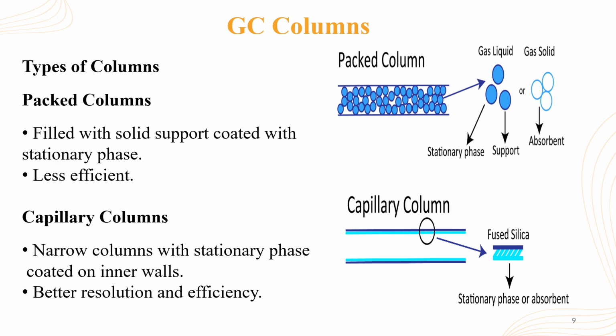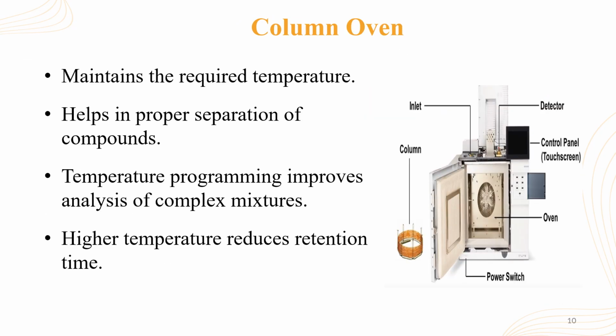These images compare the packed column and capillary columns. Capillary columns are narrower and provide better separation and efficiency compared to packed columns. The column oven maintains the required temperature. Temperature control is very important for proper separation. Temperature programming helps in separating complex mixtures more effectively. Higher temperatures reduce the retention time, so components come out faster. For example, in petroleum analysis, temperature programming helps in separating components with different boiling points.